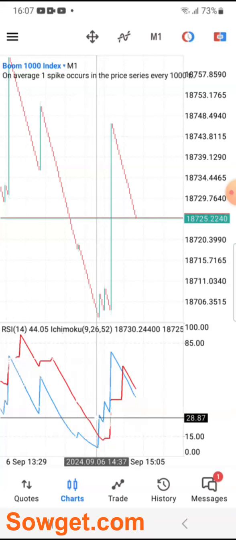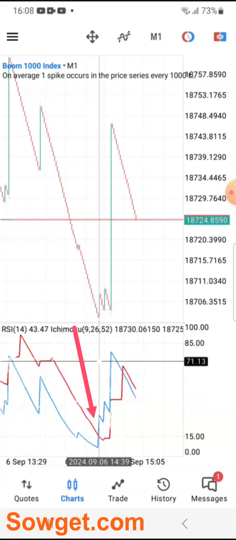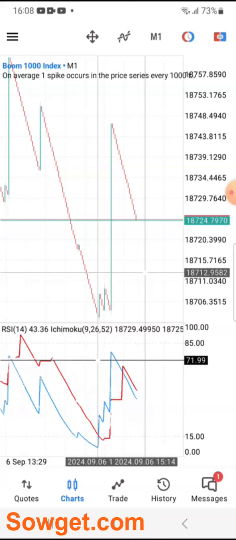Now, once that first spike occurs, you will notice that the RSI is going to go above the Ichimoku line. If you look at this particular spike here, this one that is not so tall. Okay, let me just maximize my screen a bit.